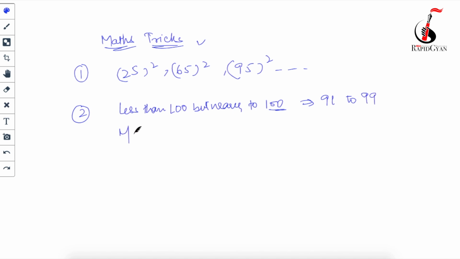Your third trick will be finding the square of a number which is more than 100, again but nearer to 100. Means I will tell you the trick to find the square of a number from 101 to 109. So in this video we are going to cover these three tricks.